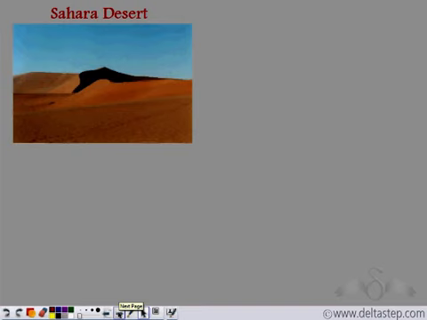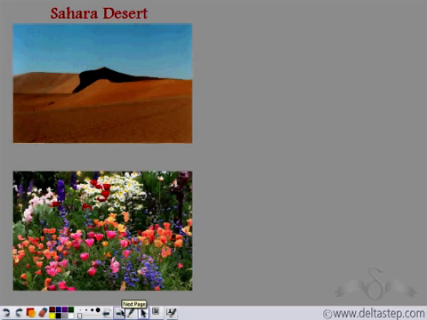This is the famous Sahara Desert. See, it is dry and it lacks any kind of vegetation. Now, would you believe me if I said that the Sahara Desert some thousands of years back looked like this? Yes, indeed, this was how the Sahara Desert looked.